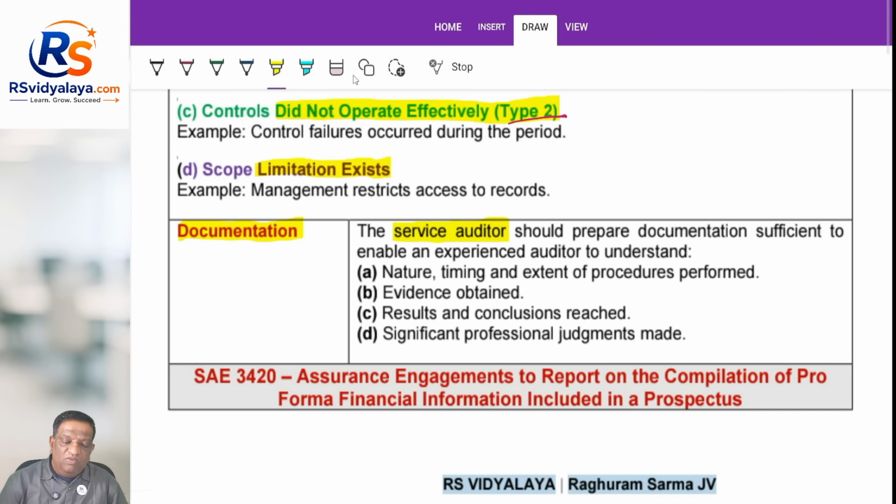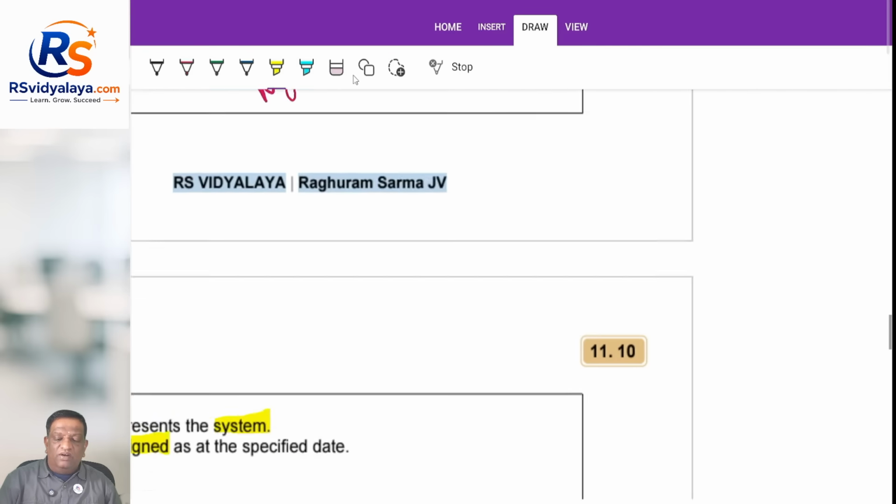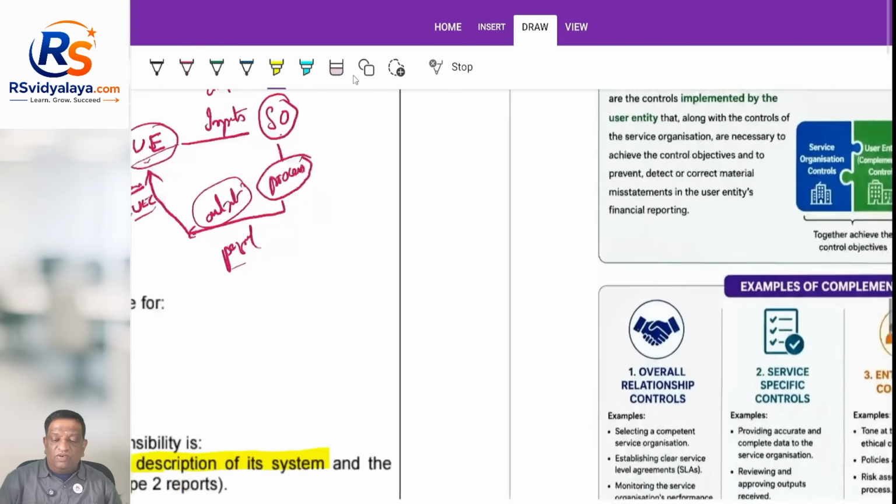Now, come back. What should he document in his working papers, as a part of documentation? NTE: nature, timing and extent of procedures performed. What is the evidence that he had obtained? And what are the results and the conclusions that he has reached based on those results? And what are the significant professional judgments? If any are made, then he would keep them as documentation. So, with this, we conclude our discussion on SAE 3402.